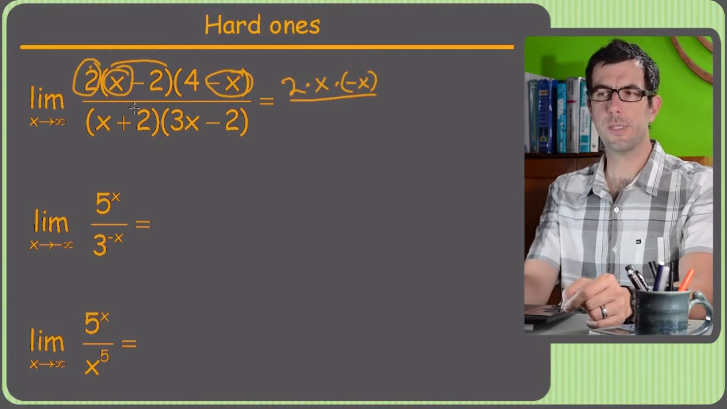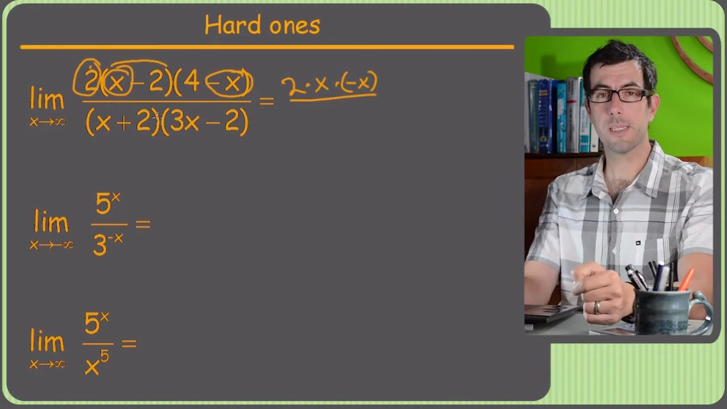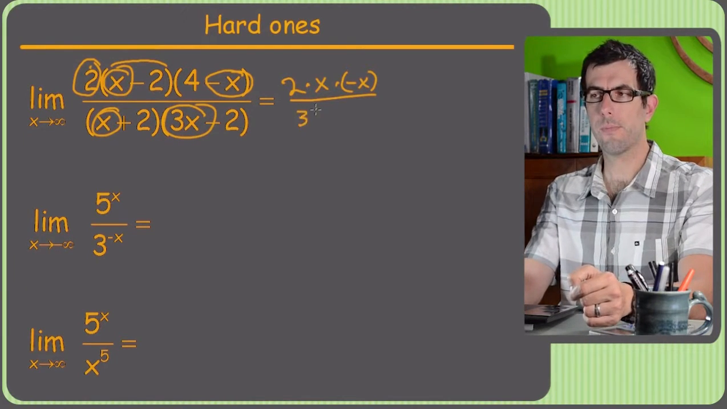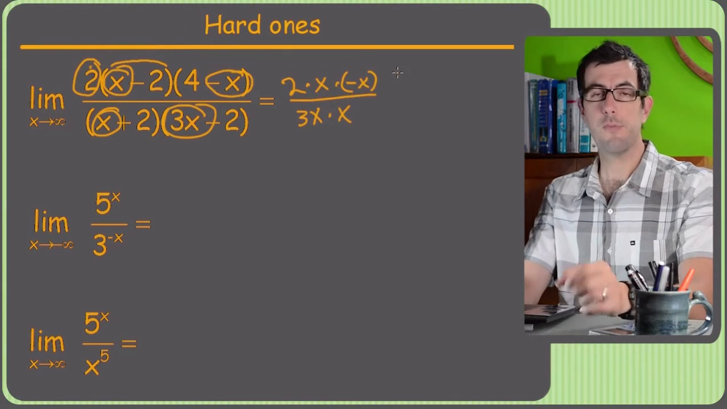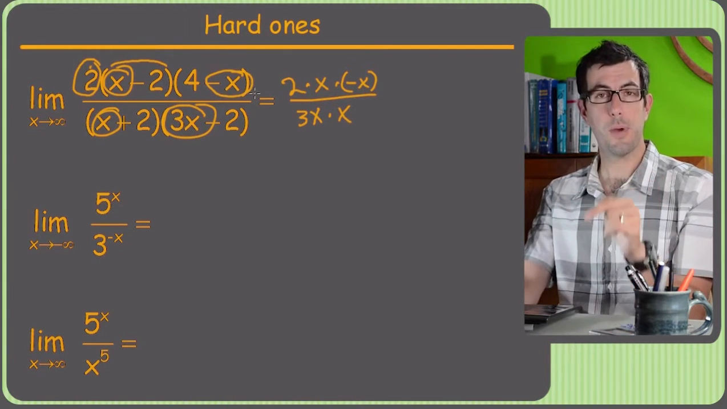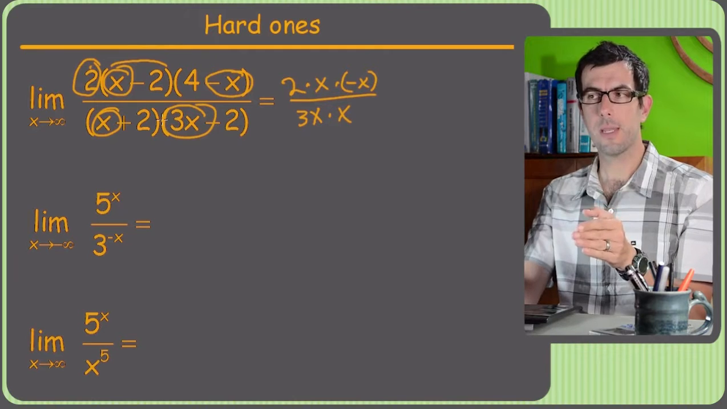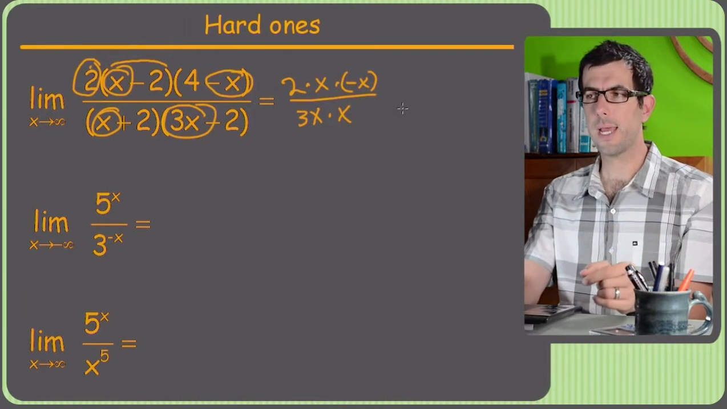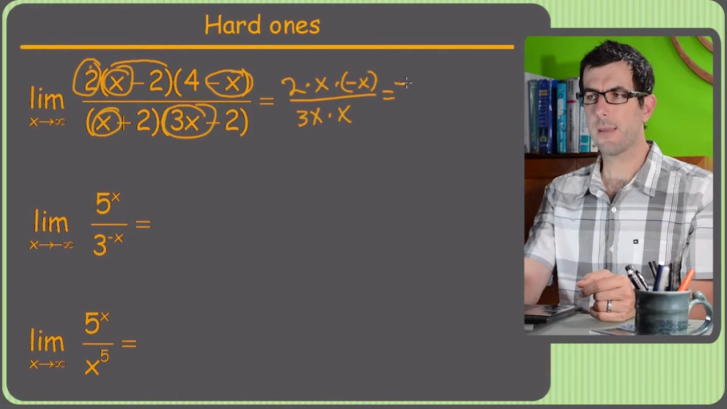And then downstairs you do the same thing. So the highest power of x I'm going to get downstairs would be if I took this 3x and that x and multiplied them together. Now if you don't trust me on this, you can just pause the video and FOIL this out, and you should get the same first term that I get. So upstairs I get negative 2x squared, and downstairs I get 3x squared.